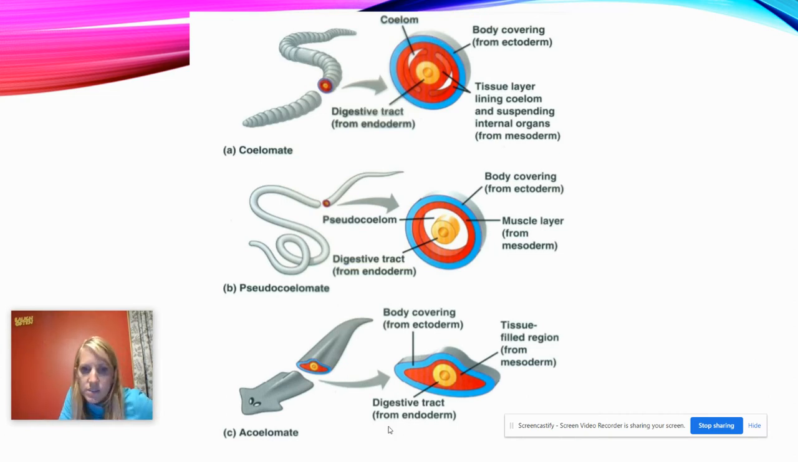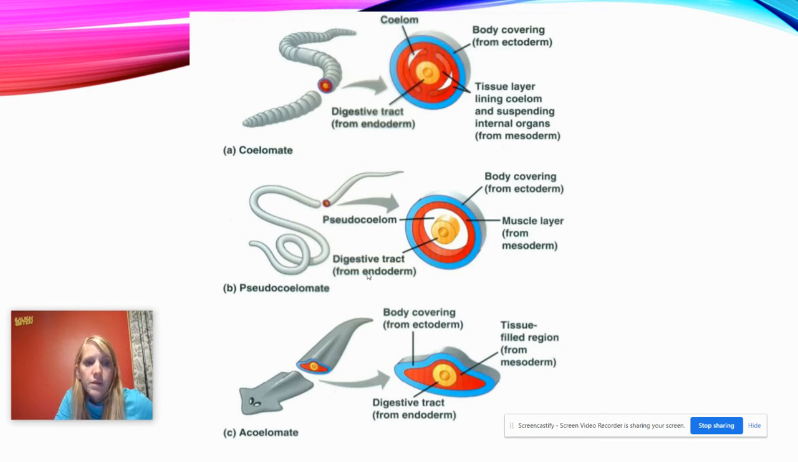They have a one-way digestive tract, they have an in and out. So their mouth is also their anus. So here they have all three layers. So acoelomates are the simplest animal with three germ layers. So that would be a flatworm.